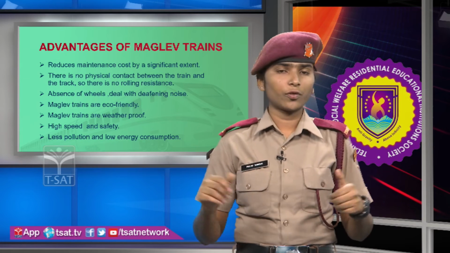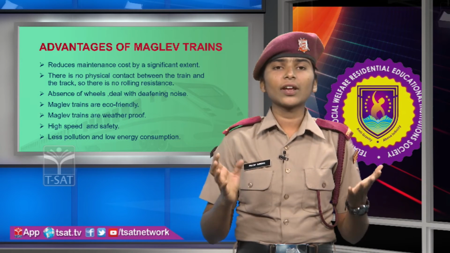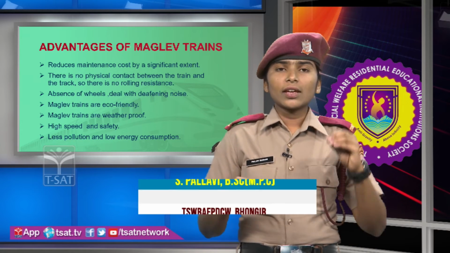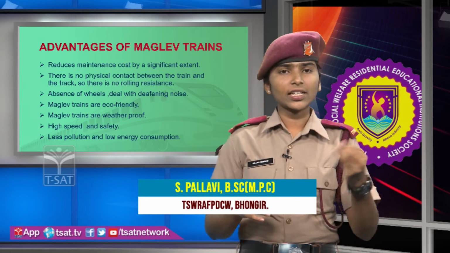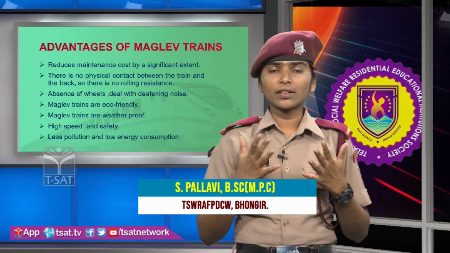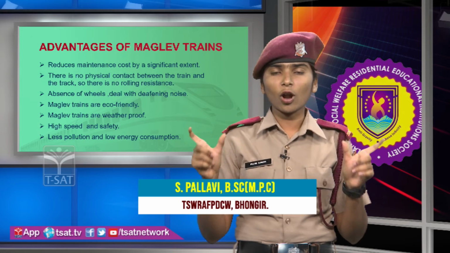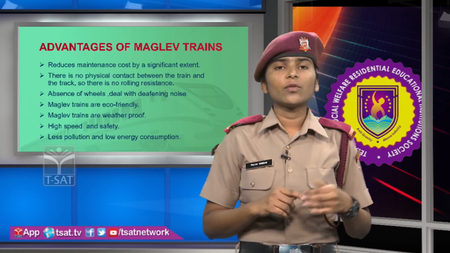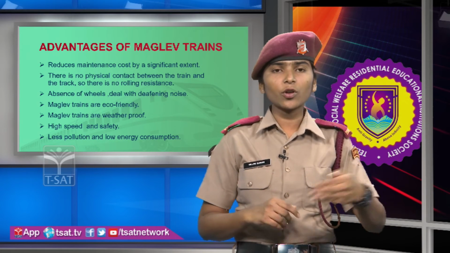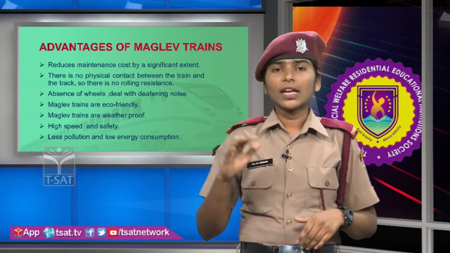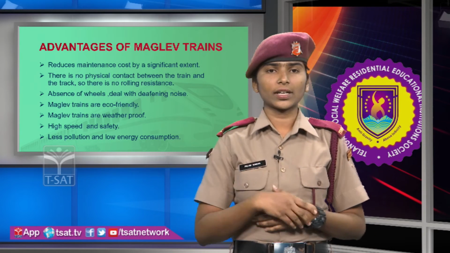Maglev trains are eco-friendly because there will not be any noise pollution. Conventional trains use engines, whereas maglev trains use magnets, so there will be many differences. Engines may cause air pollution, which may affect the environment, whereas maglev trains use magnets, which do not affect the environment. They are eco-friendly.